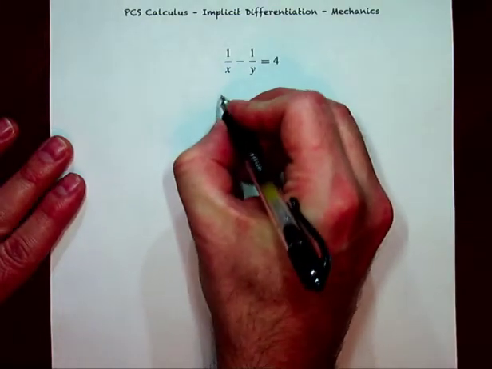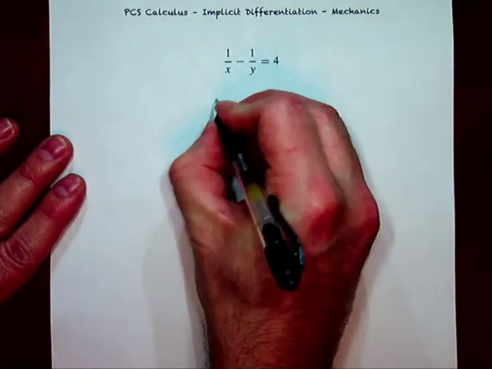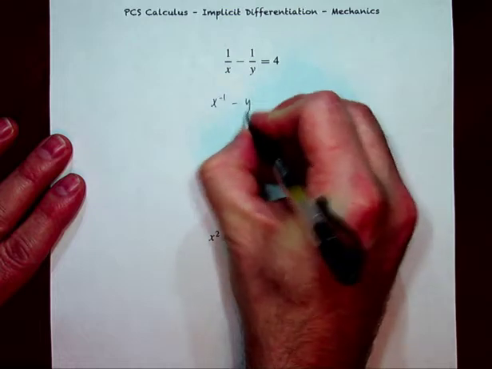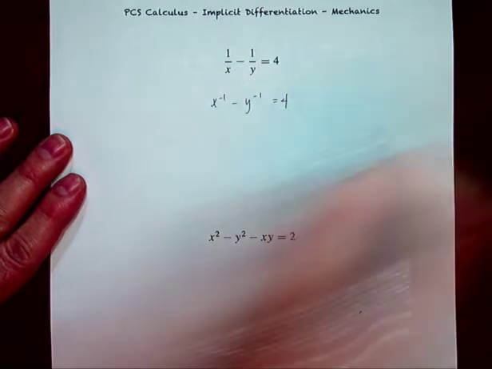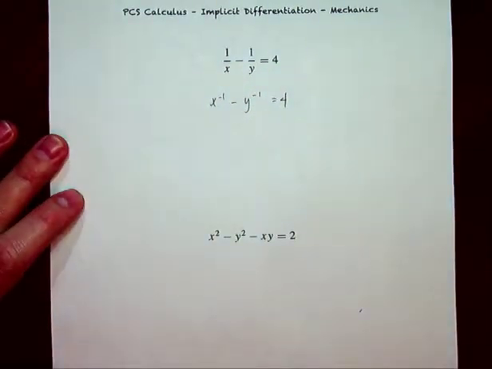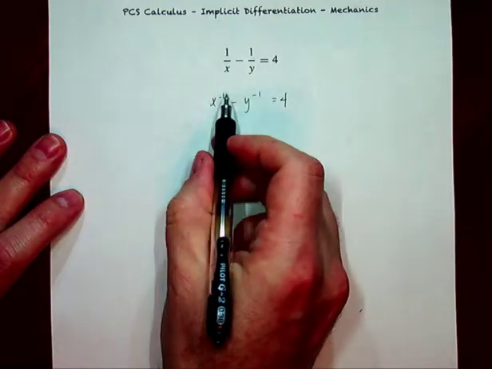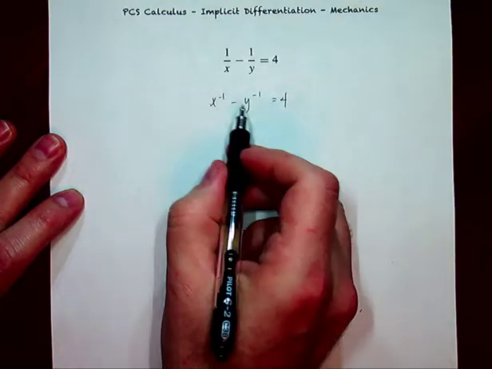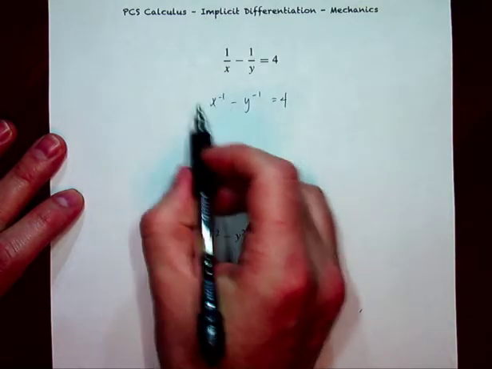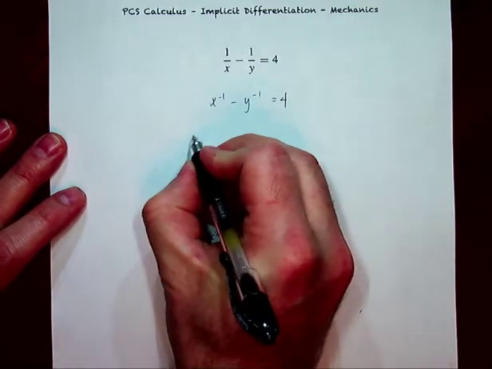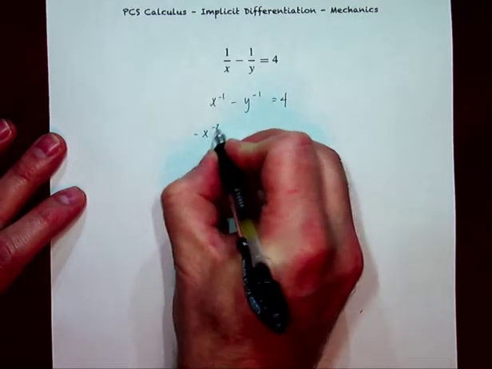Okay, well, I don't like this. Let's change the form to that, okay? Now I can use the power rule, and when I differentiate x to the negative 1, when I'm getting d dx, right, if I'm differentiating with respect to x, this becomes negative x to the negative 2.